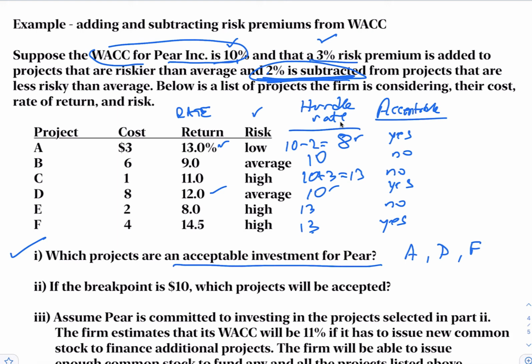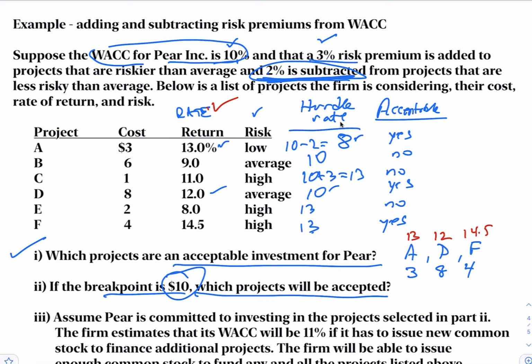Now the next question says, if the breakpoint happens to be $10, which projects will be accepted? Oh, now we have a constraint. Let's see if the constraint holds actually first before we do anything. A has a cost of 3, D has a cost of 8, and F has a cost of 4. Ooh, we can't invest in all these because we only have 10 million, or 10, just call it $10. So let's look at some other information here. The return, so this is 13, this is 12, and this is 14.5 according to this column.